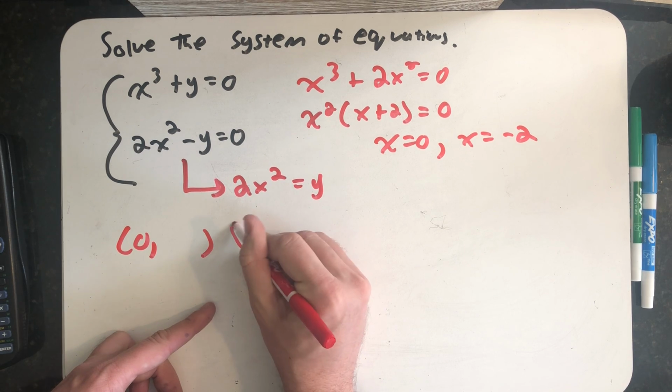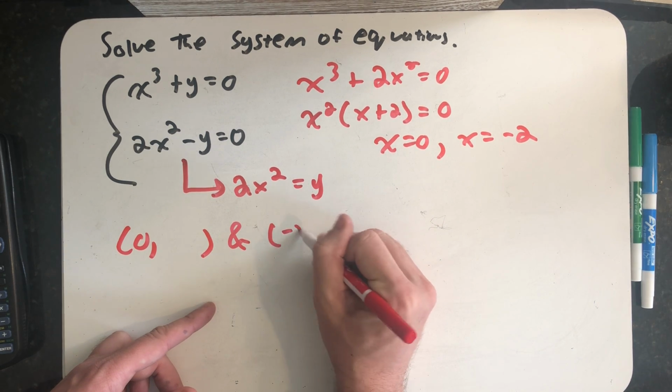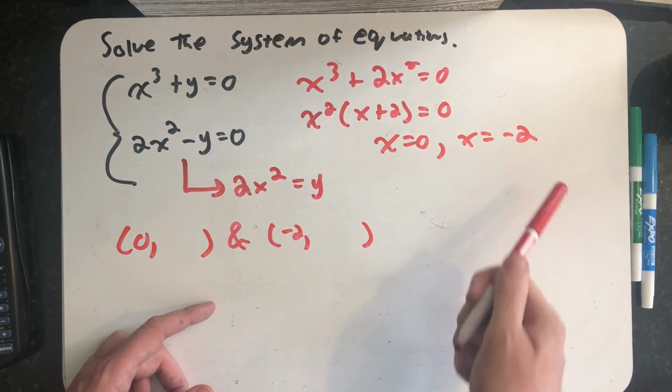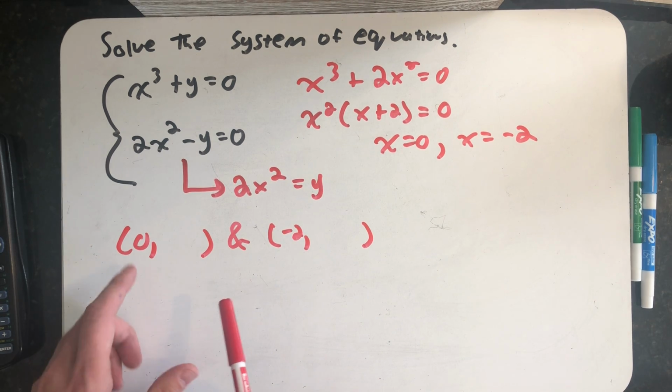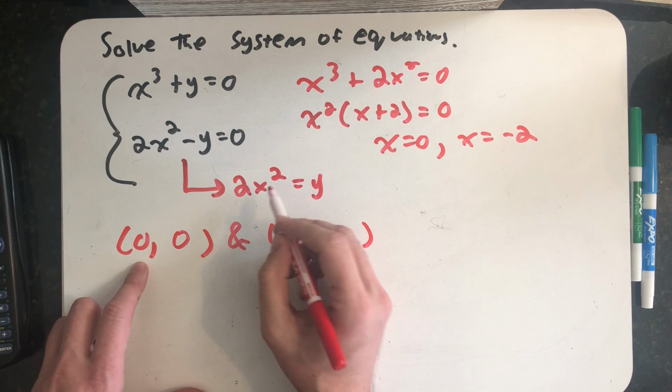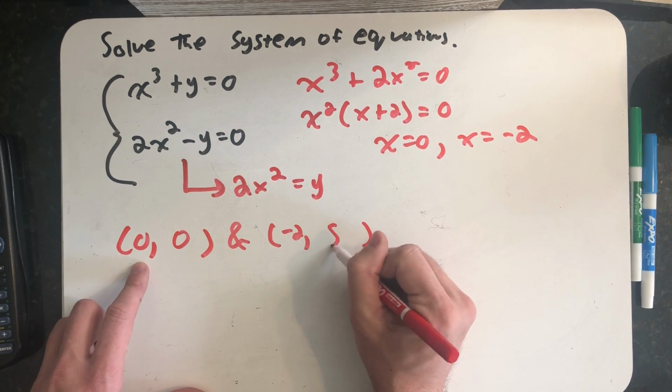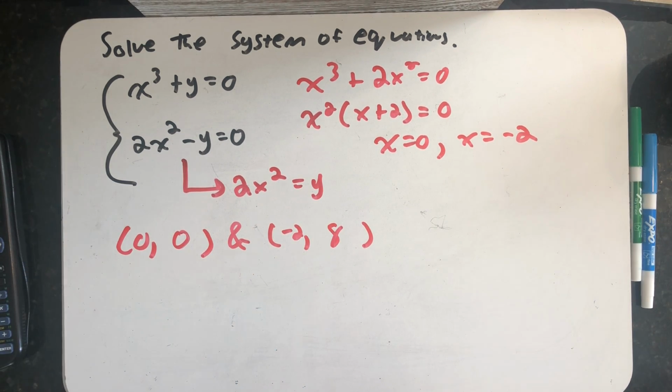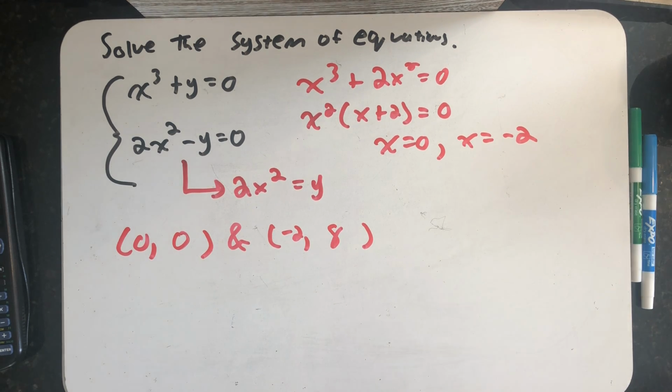So I'll have two ordered pair solutions, and now all I have to do is find y, which I can use this equation to do. x is 0 means y is also 0. Minus 2 squared is 4, times 2 is 8. And there are my two solutions.